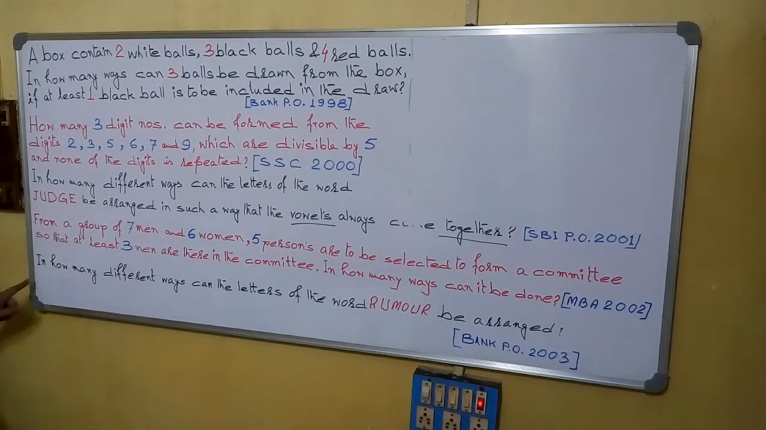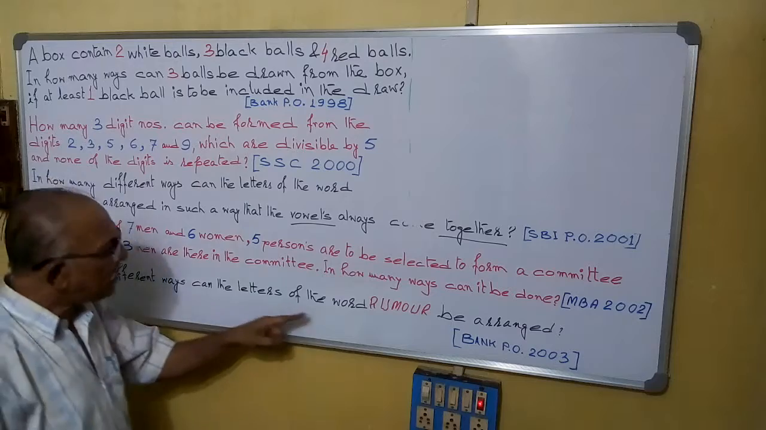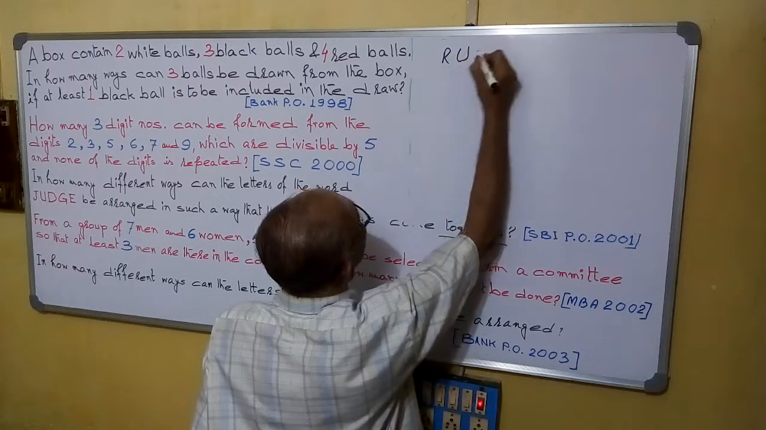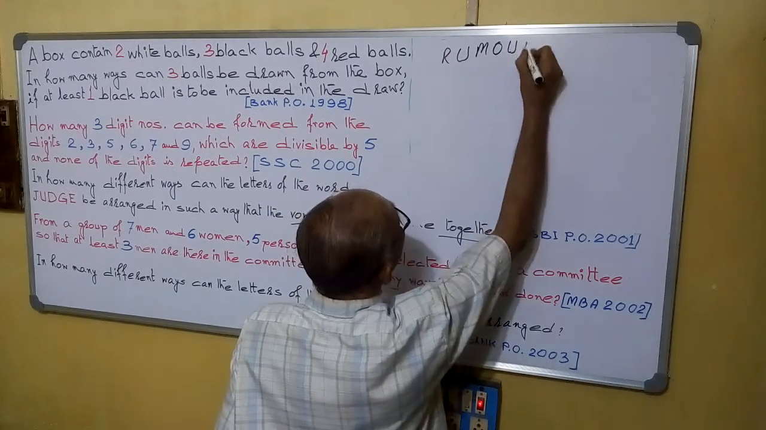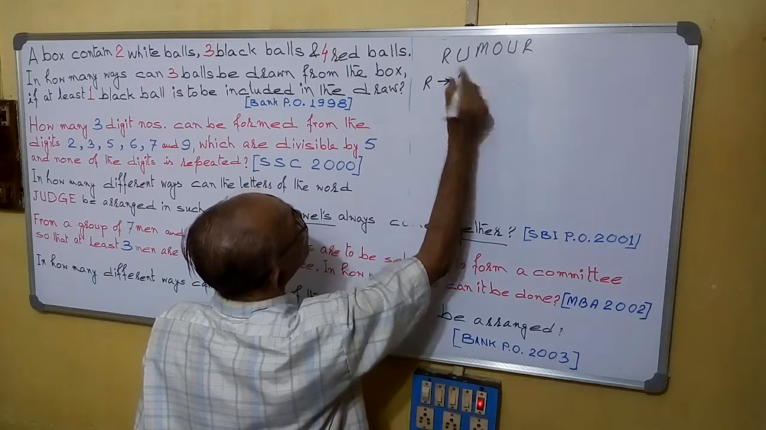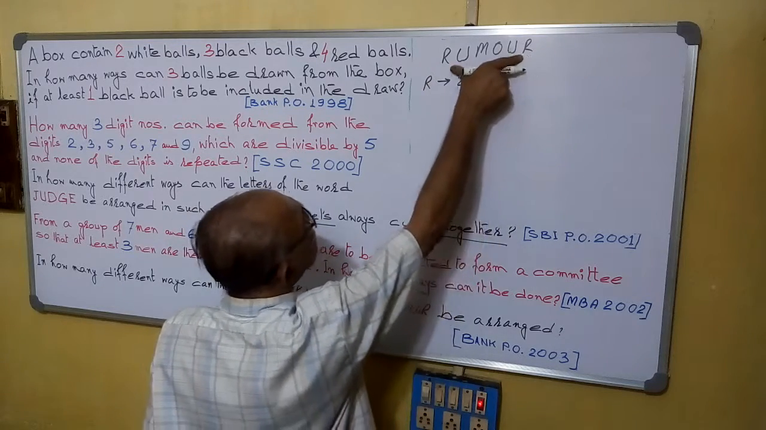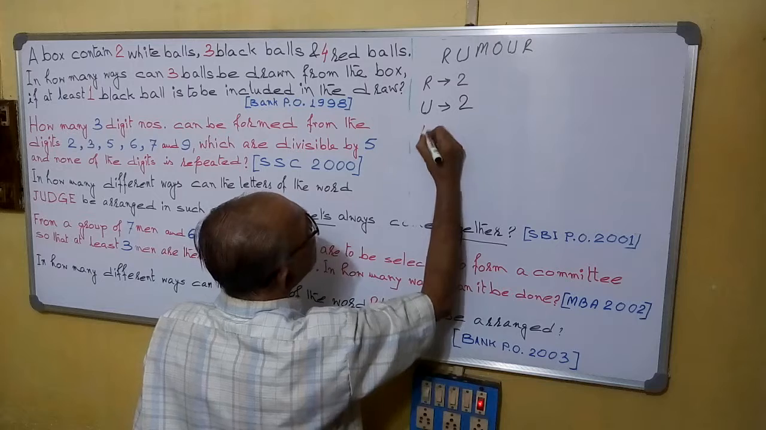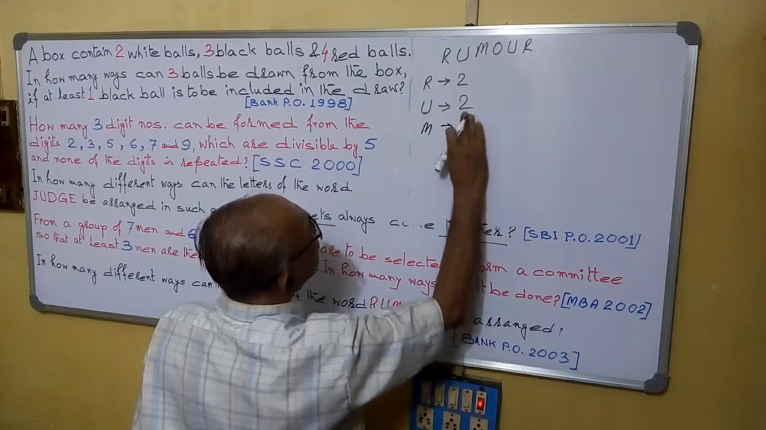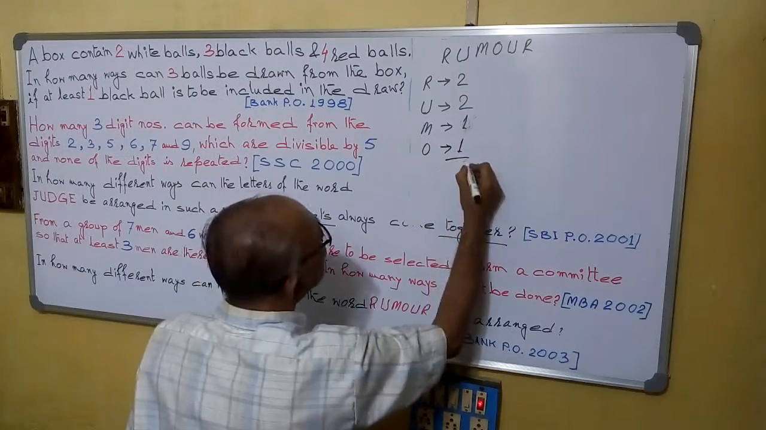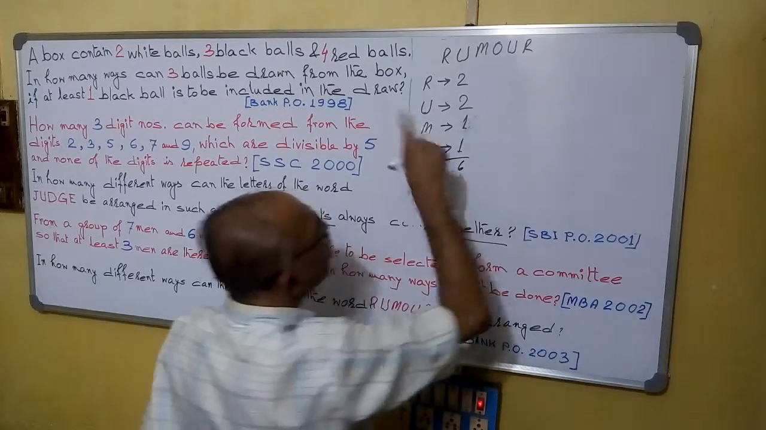Now, see this one. In how many different ways can the letters of the word RUMOR be arranged? The word is RUMOR. First check if there are repetitions or not. Two R's are there. U also, two U's are there. N is one, O is also one. Altogether 6, counting 1, 2, 3, 4, 5, 6.